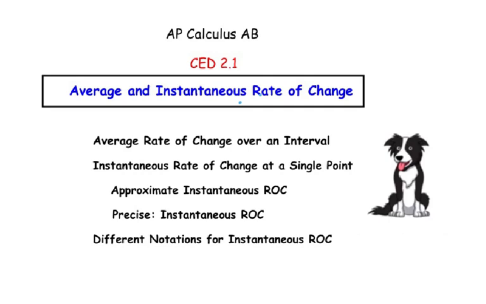And we're going to develop a formula for that, first by approximating the instantaneous rate of change, just using a super tiny interval. And then we're going to add some precision to that to get the exact instantaneous rate of change at a single point. And finally, we're going to explore some different notations that they have for instantaneous rate of change that can be a little confusing. So that's where you probably want to keep some good notes.